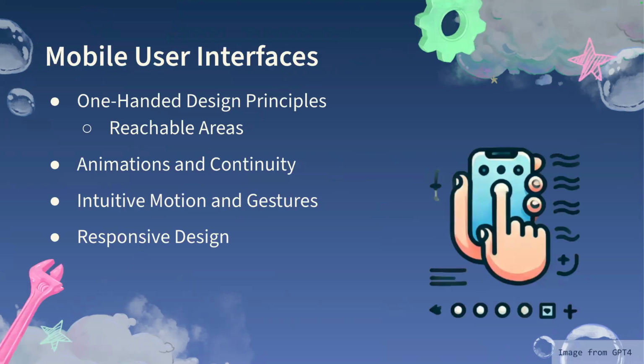So mobile user interfaces, we want to design them in a way that are built for one hand. So we want to make sure that we have reachable areas within our application. Also animations and continuity. Flutter makes it easy to add animations, and we want continuity when you navigate across different pages. We want to ensure that there's intuitive motion and gestures and also a responsive design. So for example, with folding phones nowadays, who knew that we would have to support a square interface, but that's kind of the cool world we live in. So we want to make sure that we have a responsive app as well.